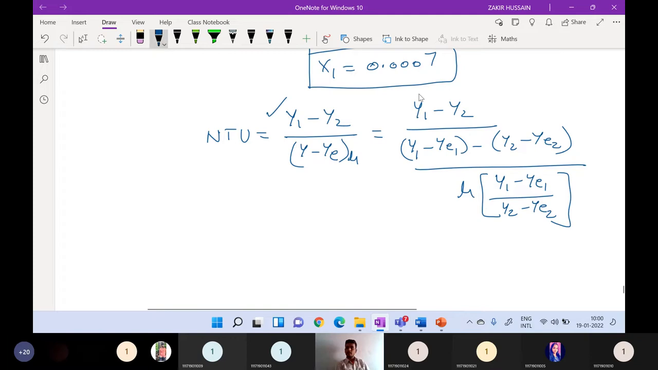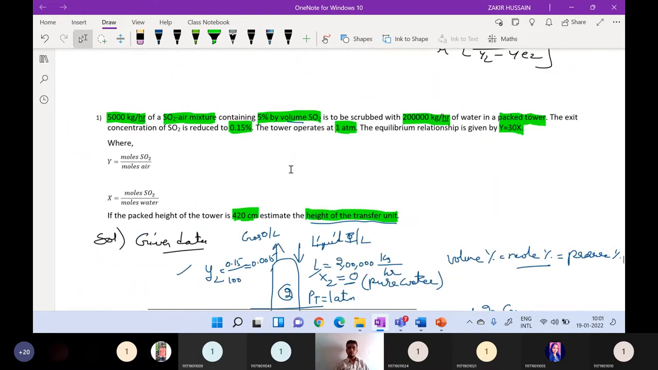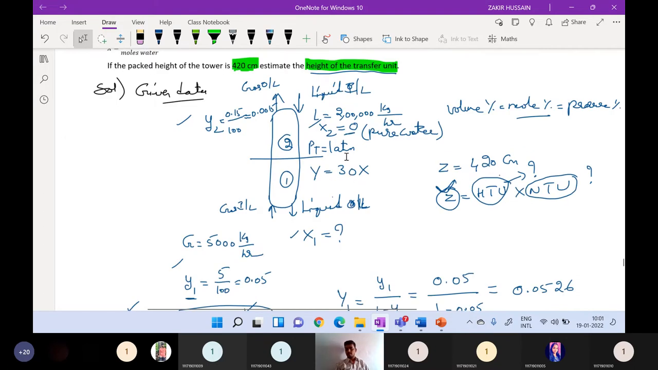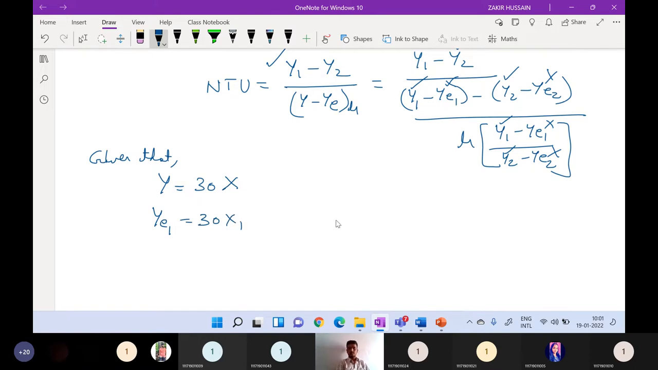So here we have Y1 and Y2, but we don't have YE1 and YE2. So we need to estimate YE1 and YE2. To estimate them, they have given one correlation, that is Y is equal to 30x. Using this, we can calculate YE1 and YE2. Capital Y is equal to 30 into X, so YE1 is equal to 30 into X1 and YE2 is equal to 30 into X2.